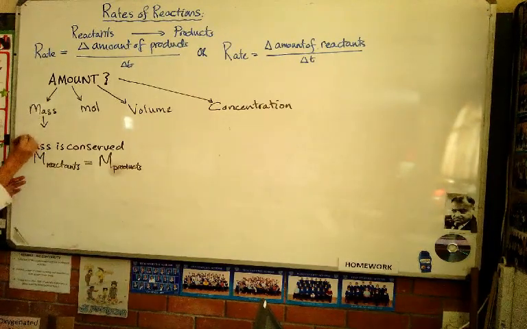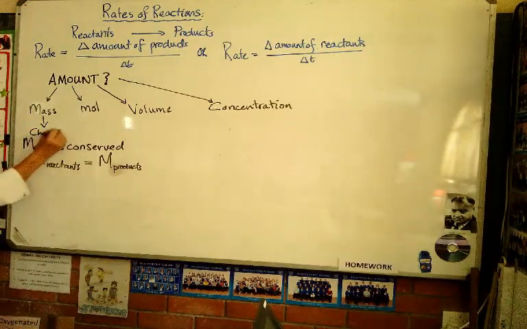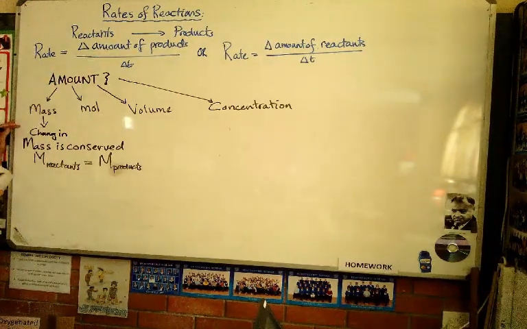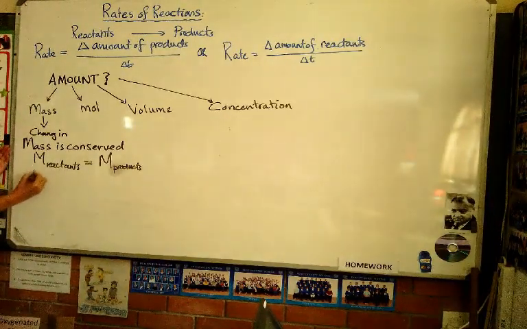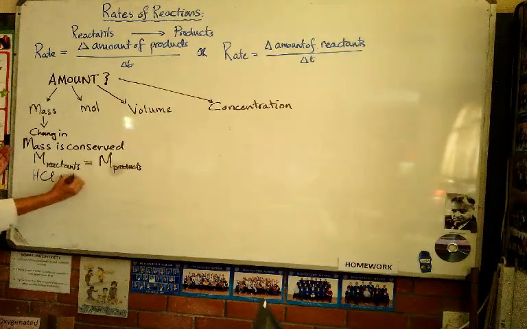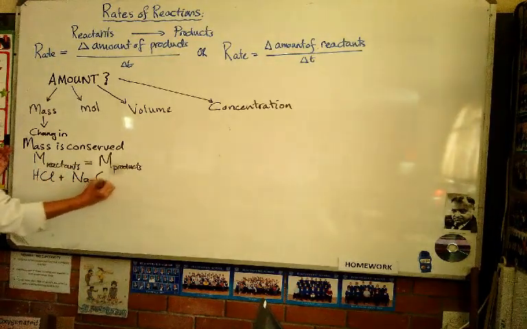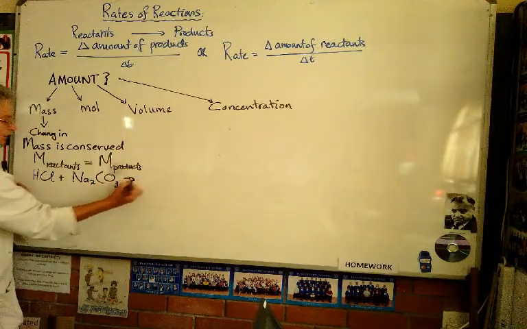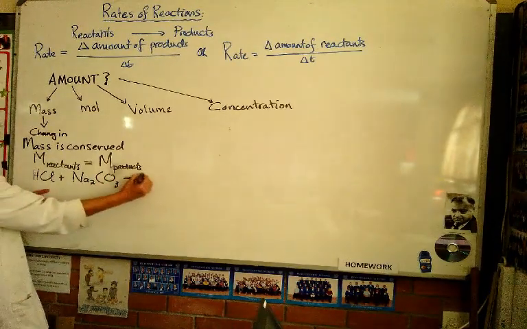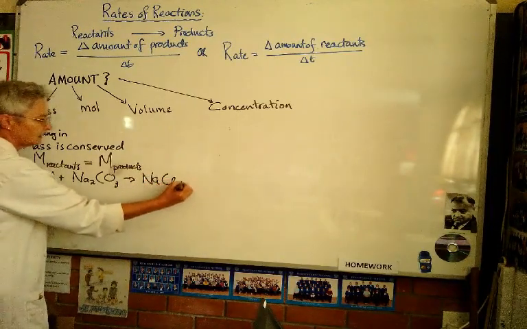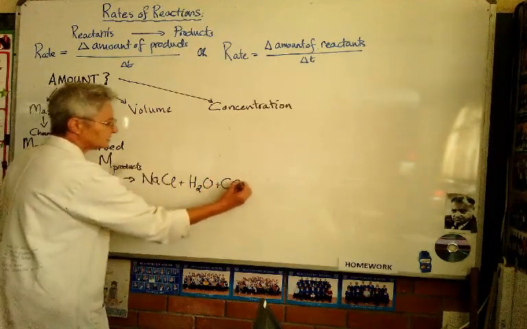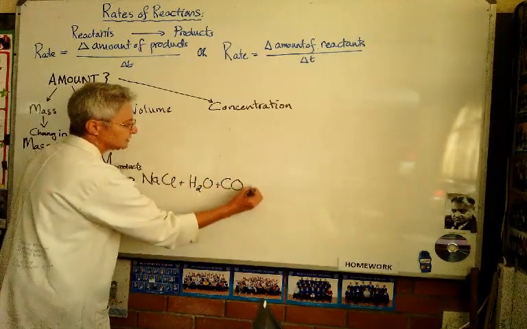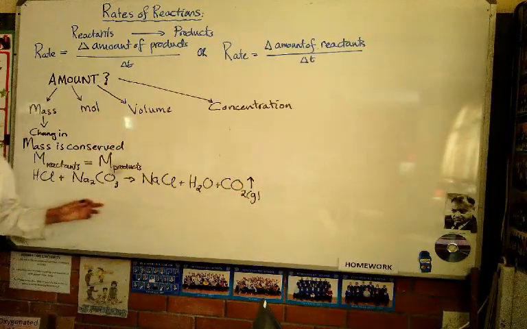So if I want to measure the change in the amount, what can I measure? For example, if hydrochloric acid reacts with sodium carbonate, what will be the products? It will be sodium chloride and water and carbon dioxide. And this carbon dioxide is a gas that can escape the system.